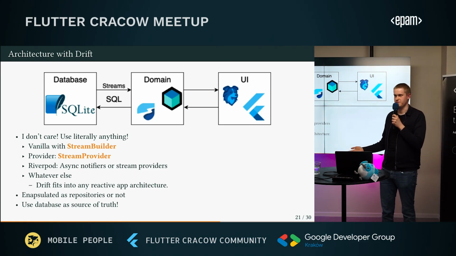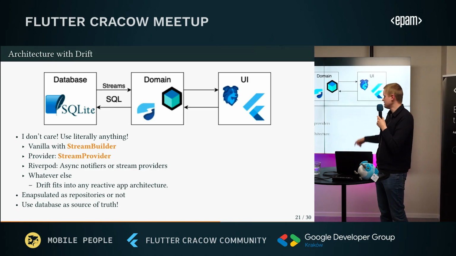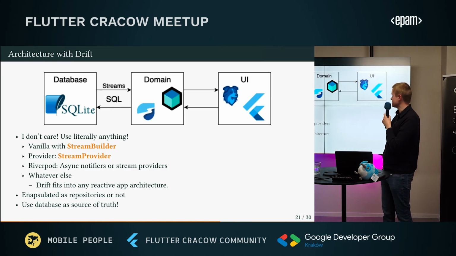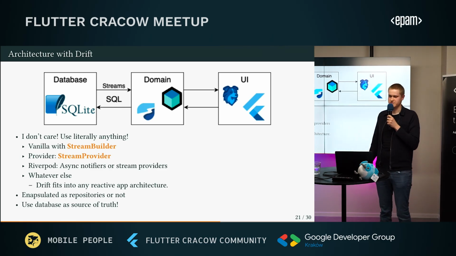Like you can use async notifiers from Riverpod. You can use stream providers if you're using the provider package. You can probably use getX or whatever, right? Like everything that takes a stream, you can use with Drift.